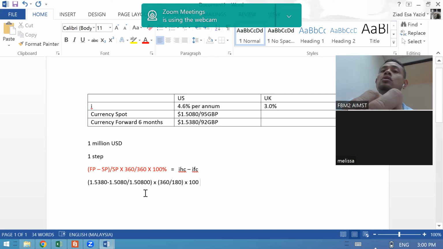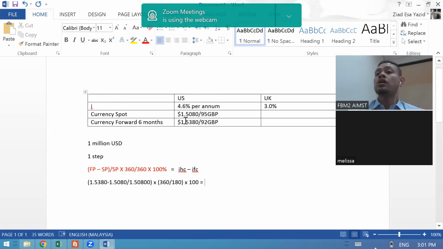So you just substitute. It equals interest rate of home currency minus interest rate of foreign currency. So in this case, which one is the home currency? Melissa? Which one is the home currency? GBP, sir. GBP? For the interest rate, it is US. So the home currency is the US.